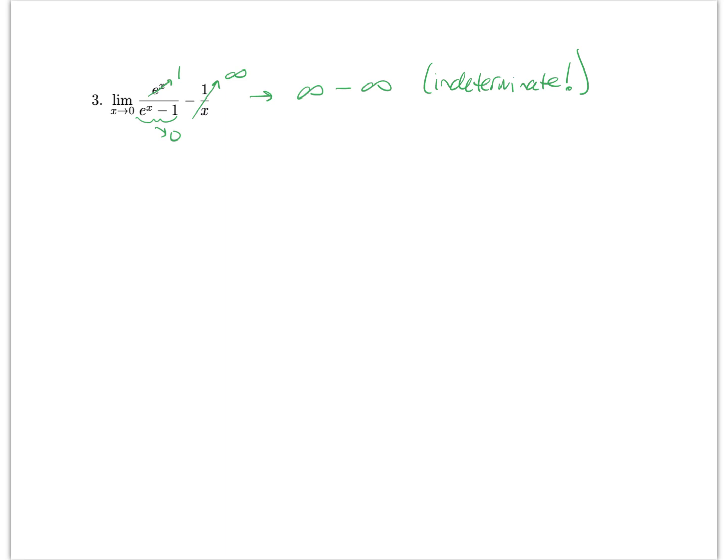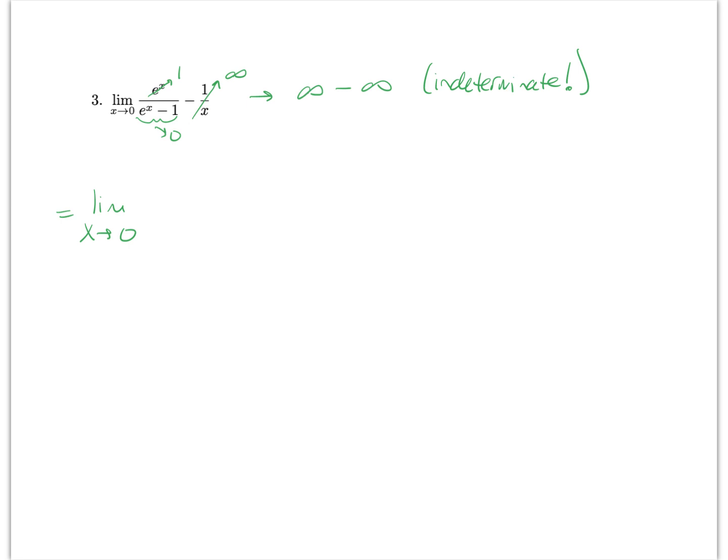Okay, it depends on which one's going to infinity faster. So we're going to start by finding a common denominator. I'm subtracting two fractions here. A good first instinct is to add them, and to do that, we need a common denominator.